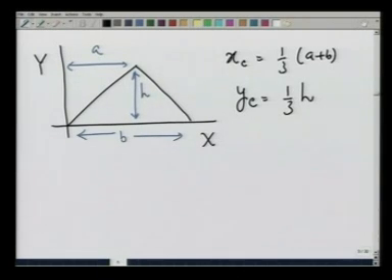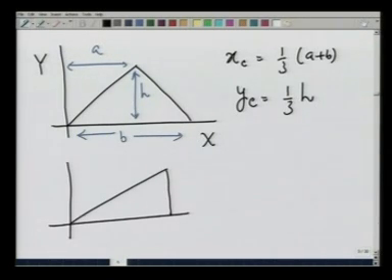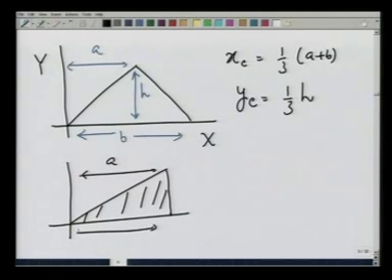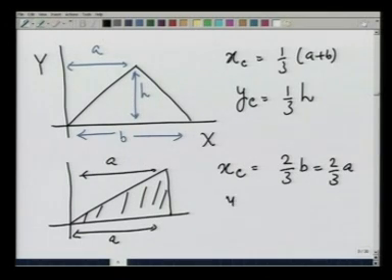You can see that y coordinate is 1/3 of the height and x coordinate is 1/3 of b plus a. So, suppose I had a triangle like this, an area which is triangular of this shape. In that case, a and b are going to be the same, so that x c in this case would become 2/3 of b or 2/3 of a, and y c is obviously equal to h over 3. So, we have calculated the centroid for a triangle.